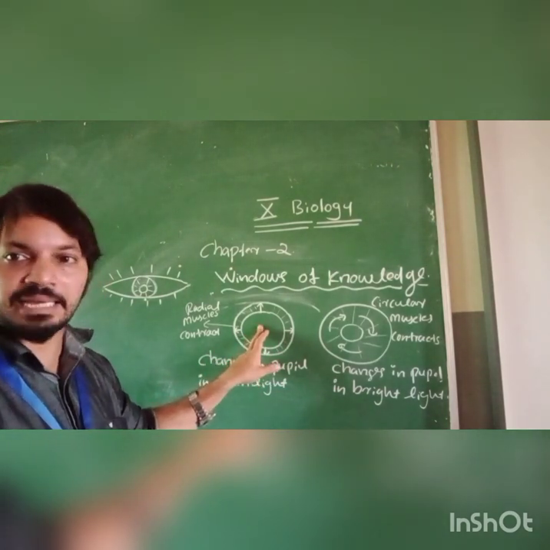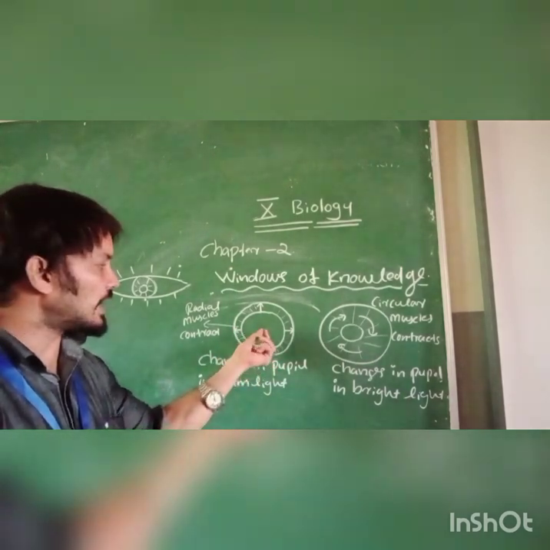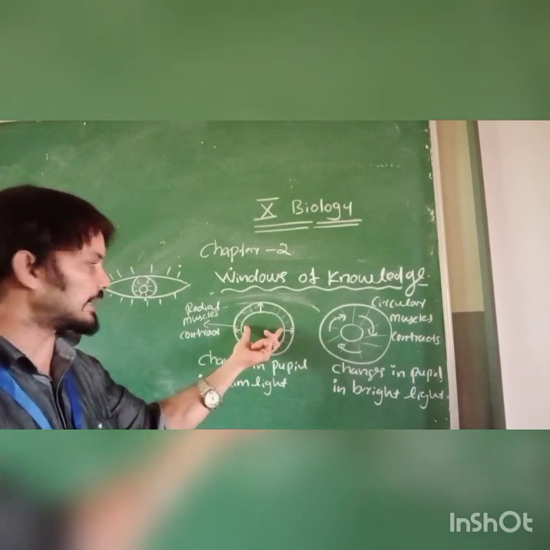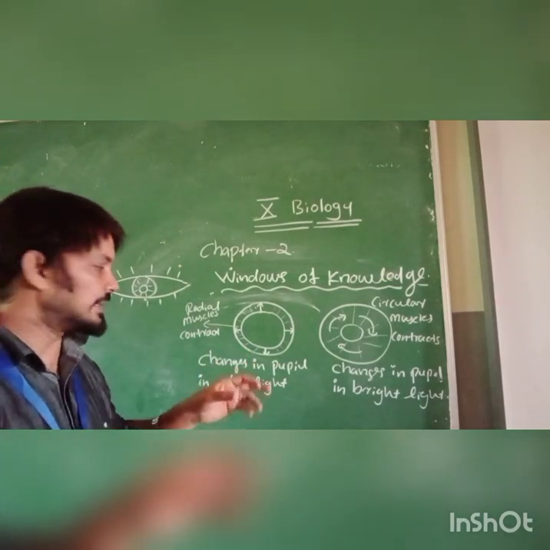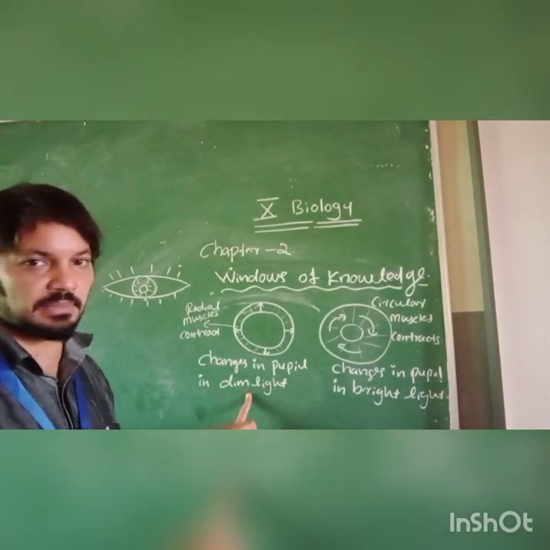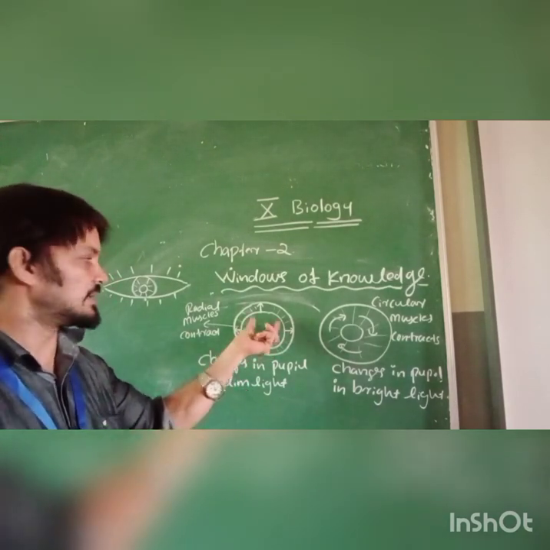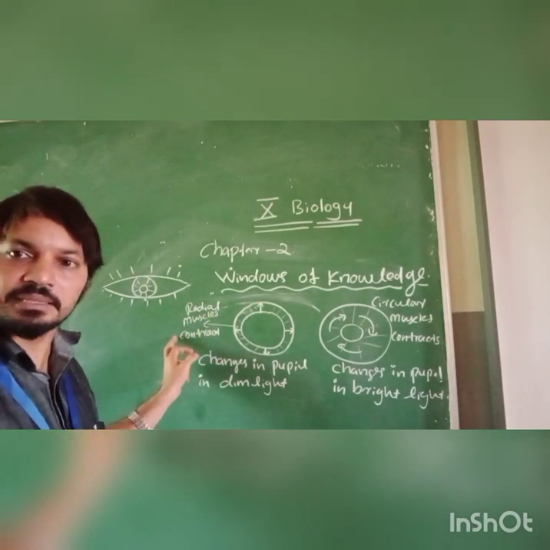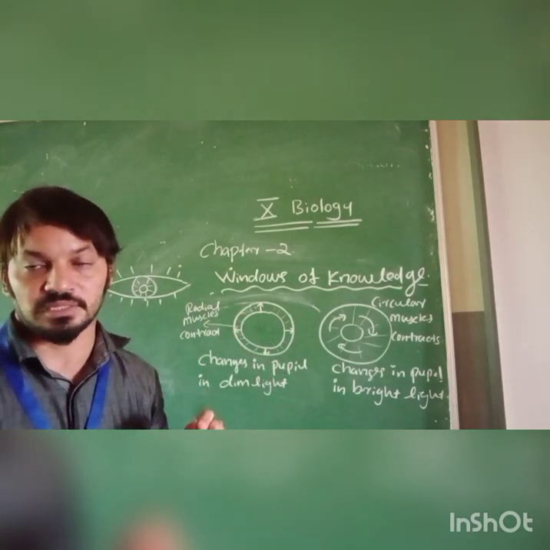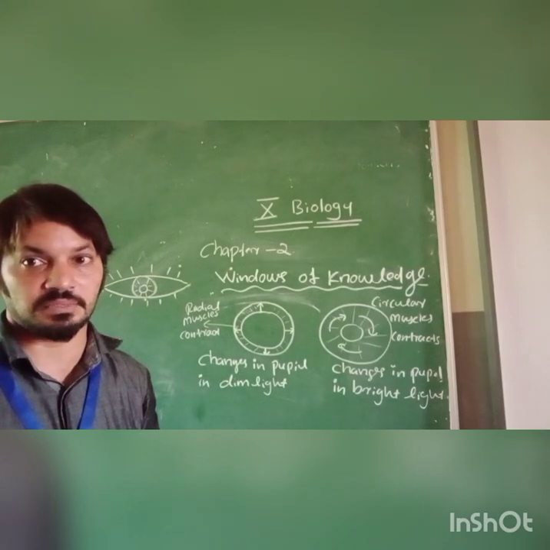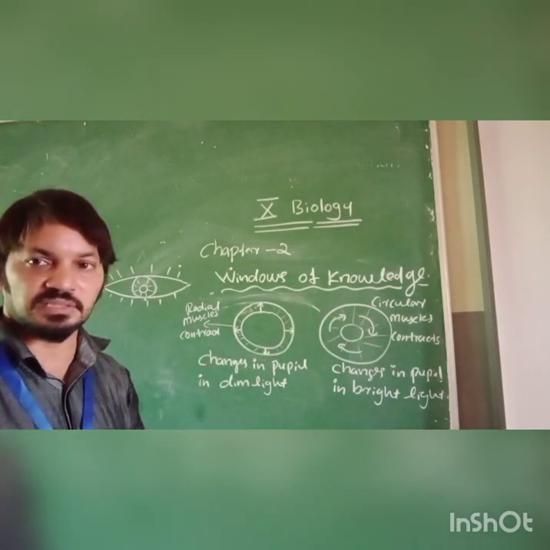When you are in dim light, not a bright light, what happens now? The eye pupil size increases. That time, the radial muscle contracts. In dim light, the eye pupil size increases. Correct? Okay. That time, which muscle contracts? The radial muscle. You know, the radial muscle and the circular muscle are included in our ciliary muscle. The lens is kept by the help of the ciliary muscle, and between them the radial muscle and circular muscle are there.